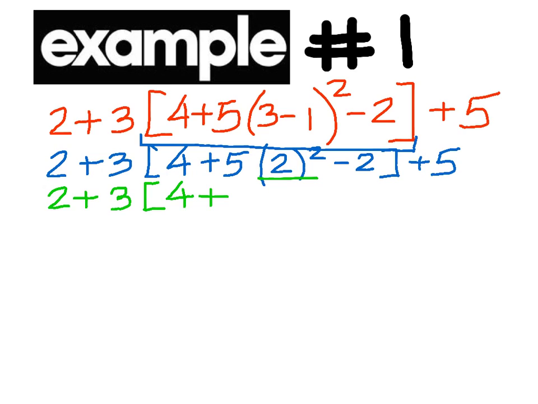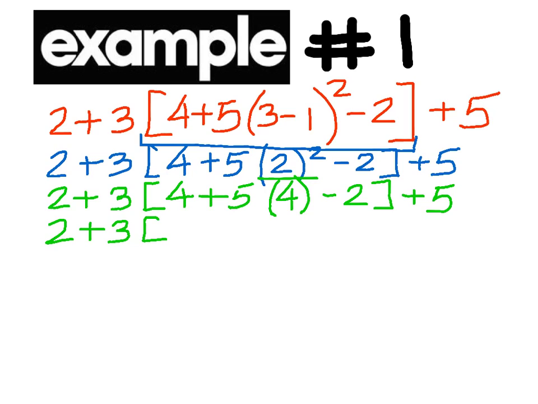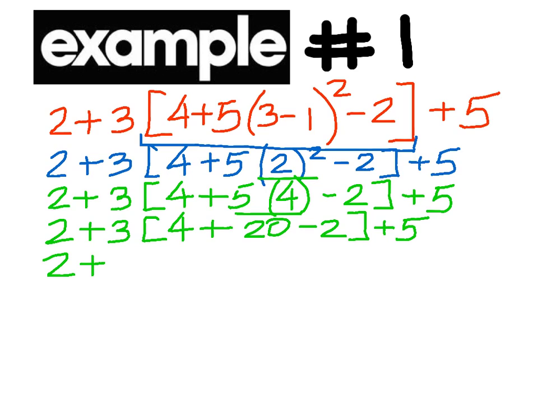2 squared is 2 times itself, which is 4. So we'll put a 4 in parentheses. Now we have to go back inside the brackets again because we have a 5 times 4. 5 times 4 is 20. Now back inside the brackets, 4 plus 20 is 24. 24 minus 2 is 22.